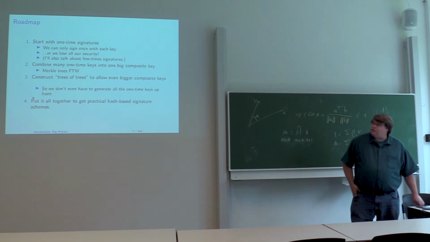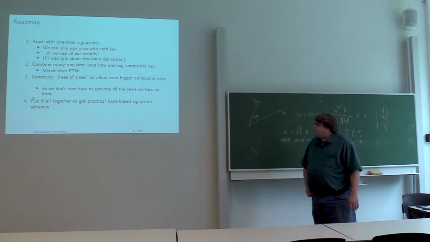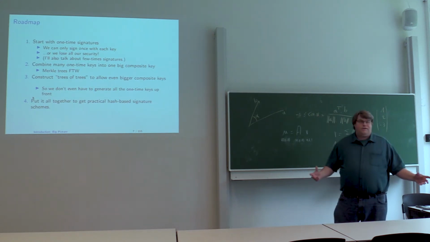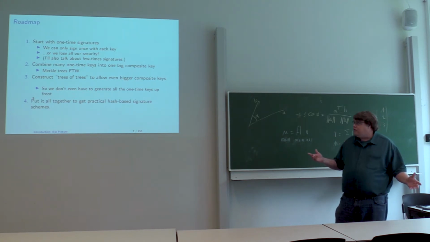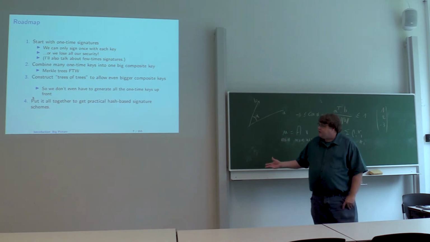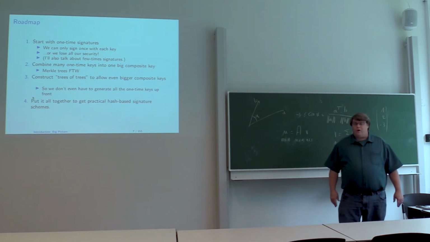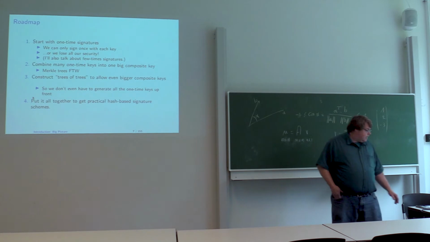So what I'm going to do is start with one-time signatures, and eventually I'll talk about few-time signatures a little later. And then I'm going to talk about how to use Merkle trees to combine a lot of one-time keys into one big composite key that you can use for signing many messages. I'm going to show you how to do hypertrees or trees of trees. And then I'm going to show how you put all of this together to get practical schemes that you can use now. Okay?